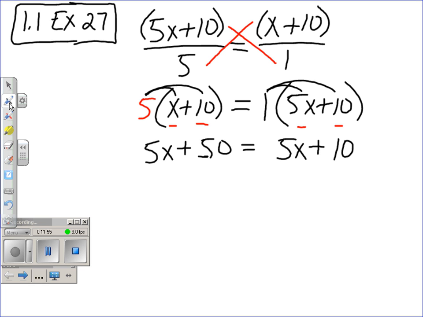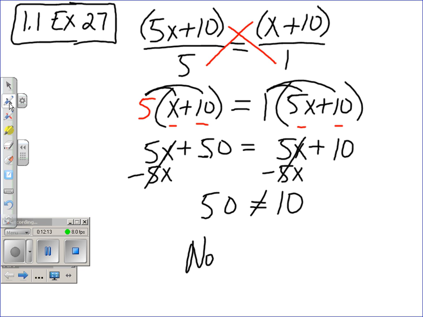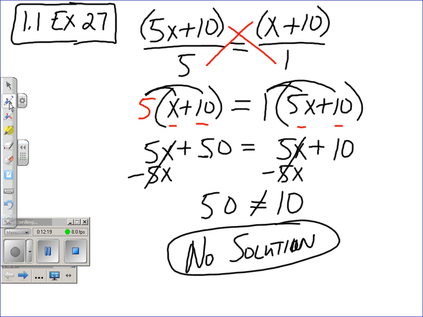Here's what would happen. You would try to eliminate an x, and in the process you would accidentally eliminate both x's, and you'd have 50 equals 10. Well, of course, 50 does not equal 10. All right? So what that means is there is no solution. In the book, they call this a contradiction. No solution. The book calls it a contradiction. Okay, I prefer no solution.